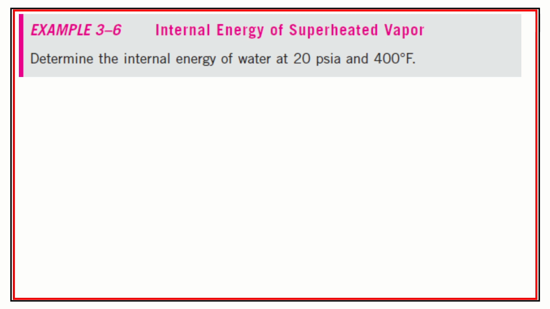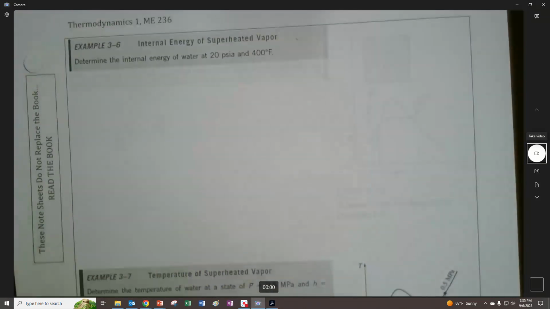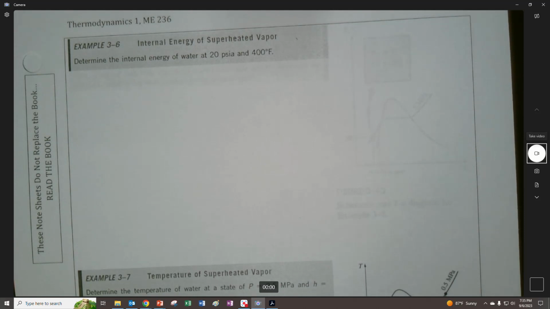All right, so we want to determine the internal energy of water at 20 psi and 400 degrees Fahrenheit. Truth is, we haven't been doing internal energy yet, but we can still look it up. We're just going to mess around with the tables, so let's go ahead and do that. So we need the U.S. America tables. That's in Appendix F.